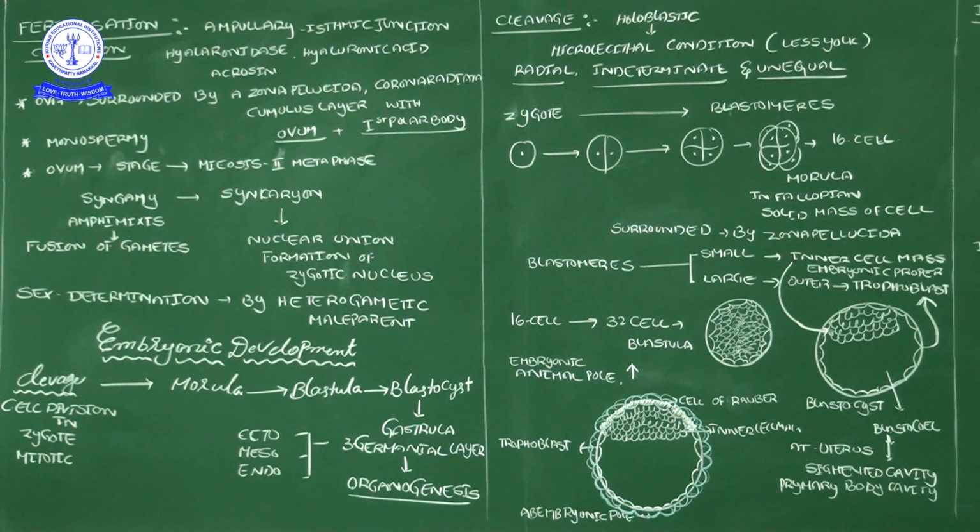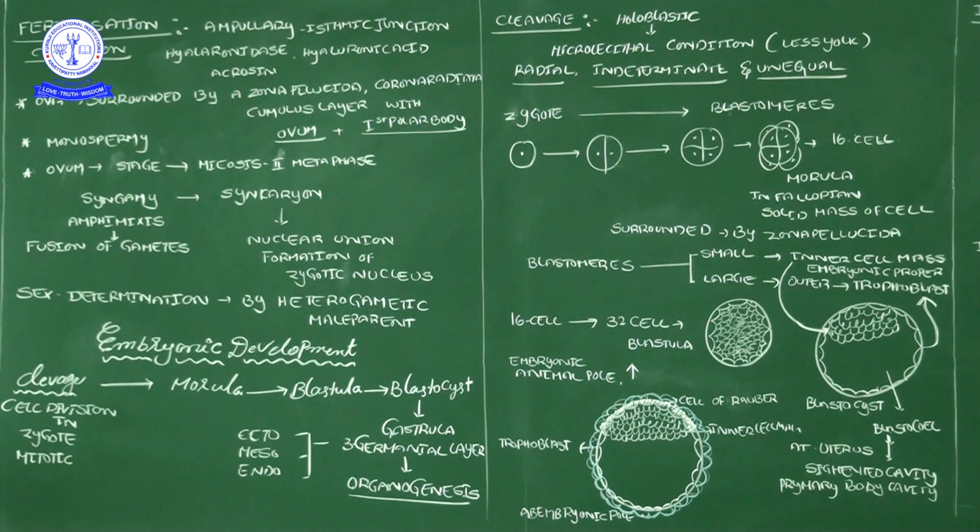Now another piece of information: why do human beings express holoblastic cleavage? The reason is that the human egg is microlecithal. Microlecithal means there is not much white yolk in the egg. Are you following what I am conveying?